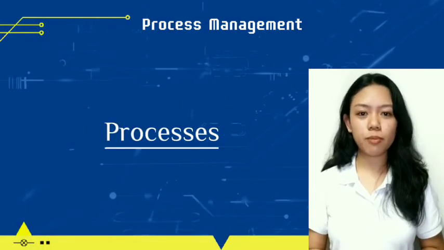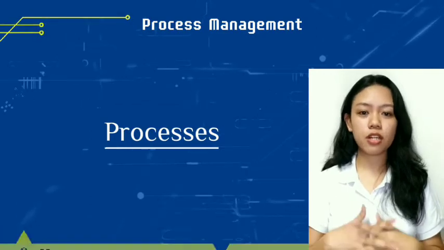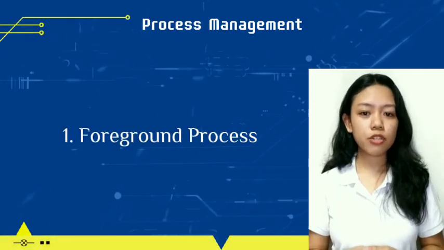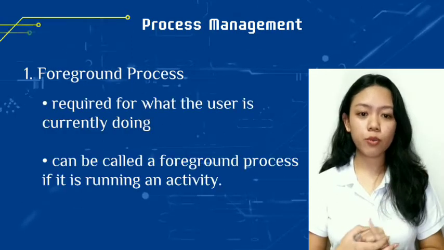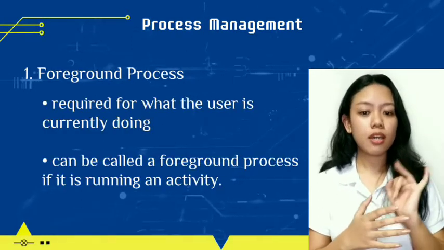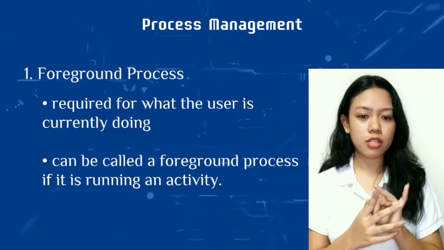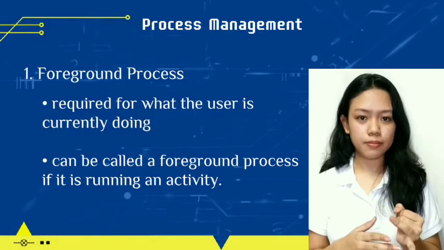So now let's talk about the processes. First is the foreground process. A foreground process is required for what the user is currently doing, and it can be called a foreground process if it is running an activity.